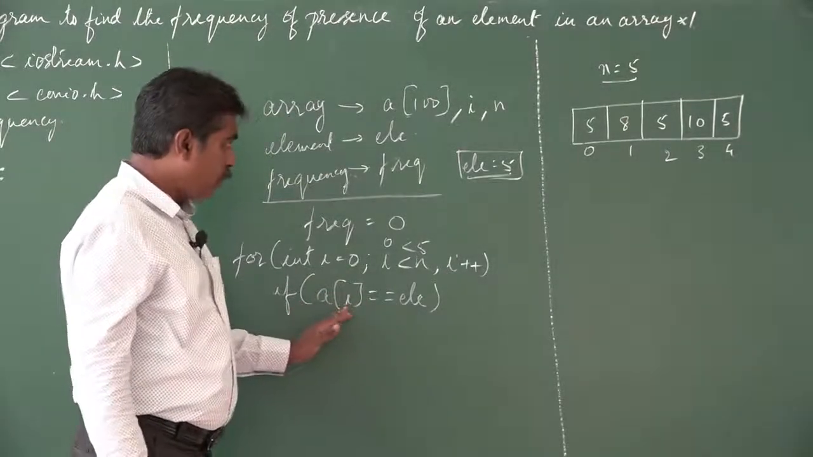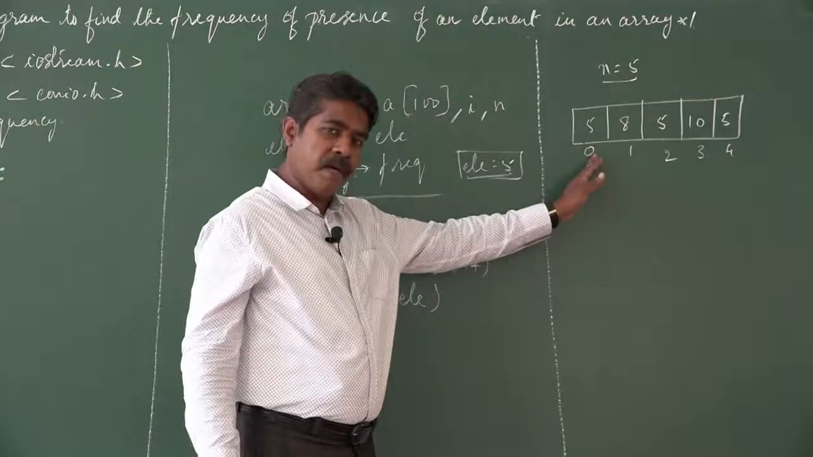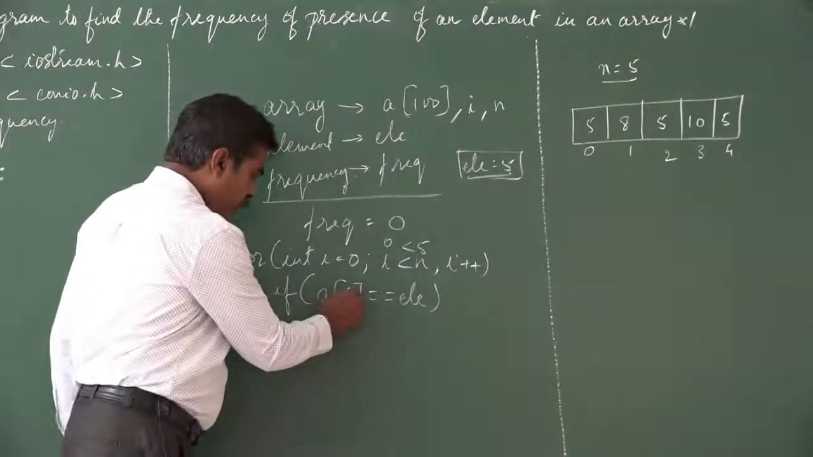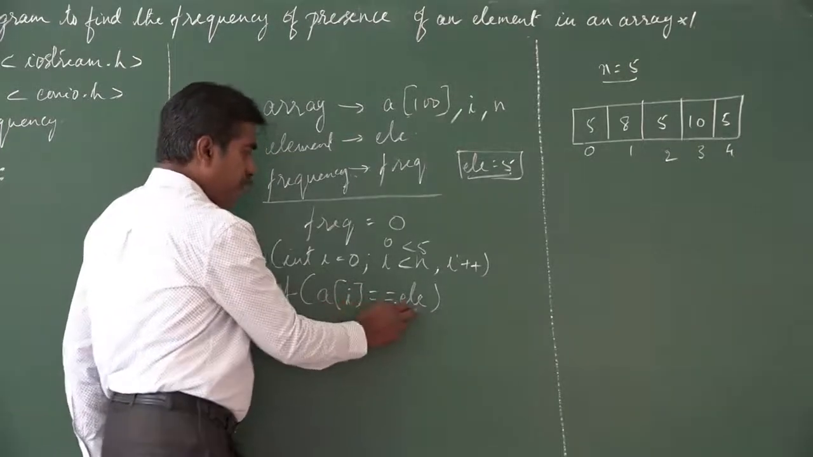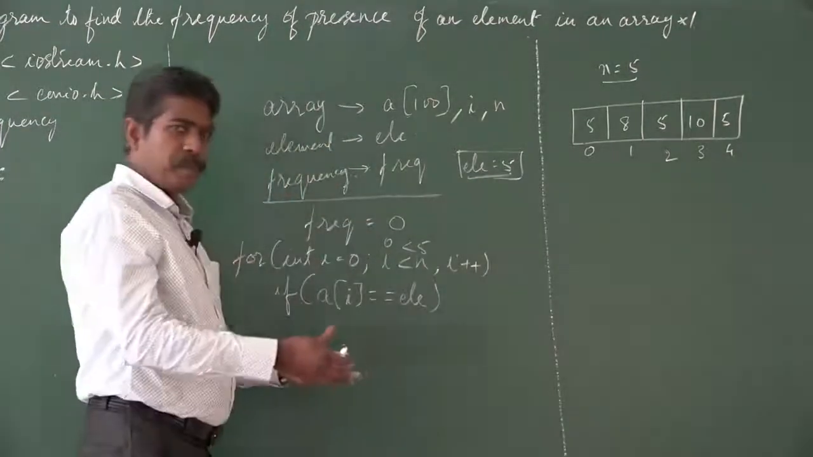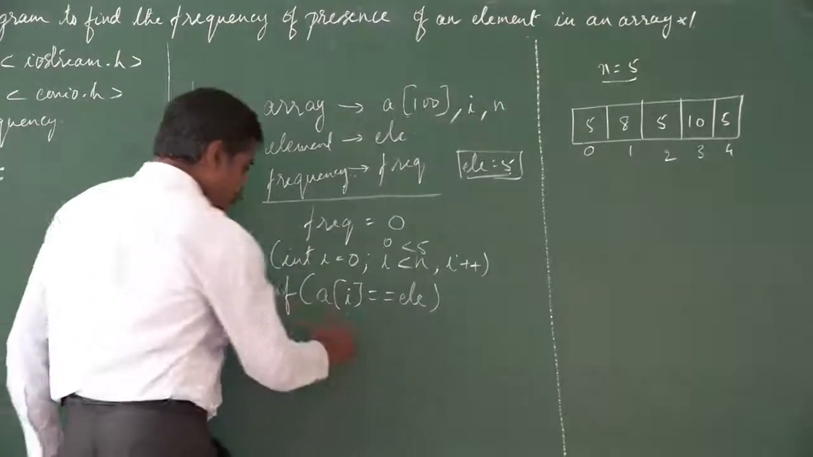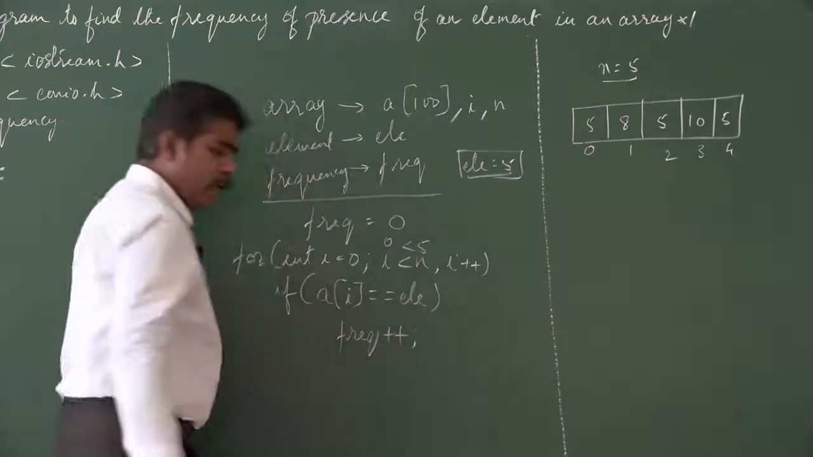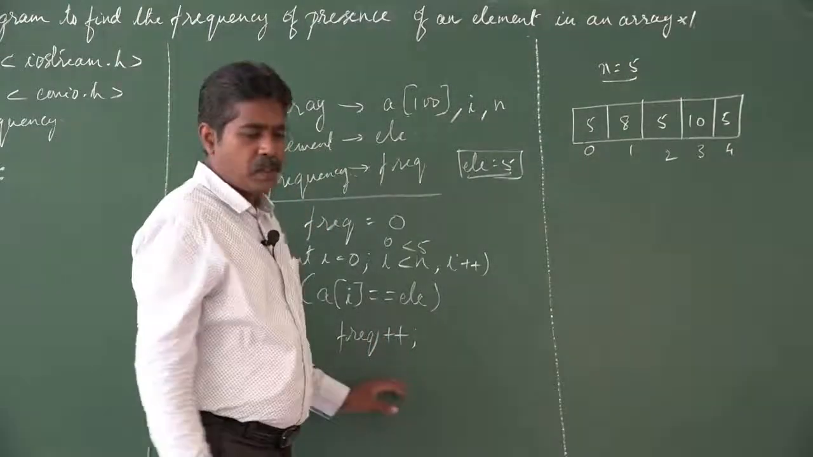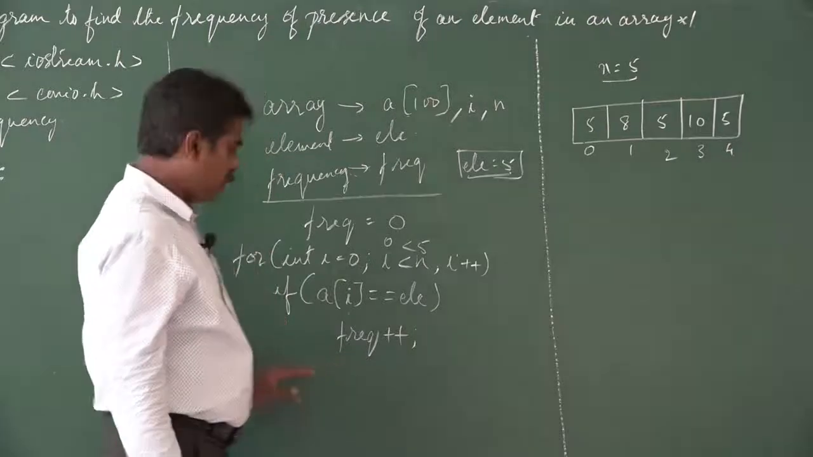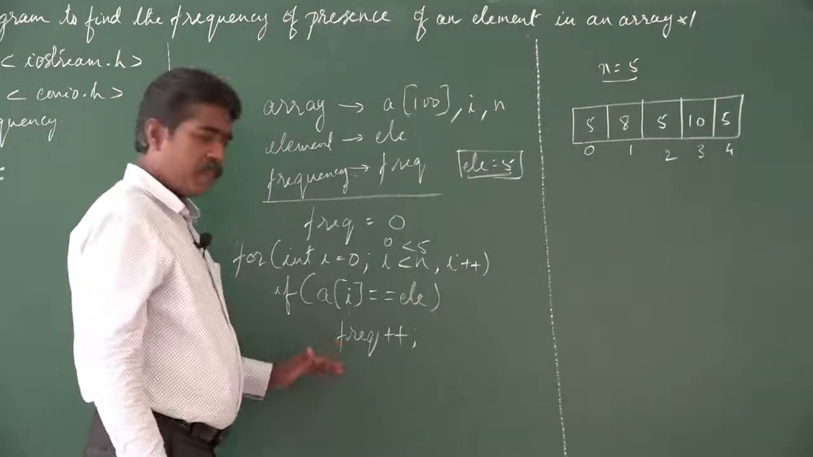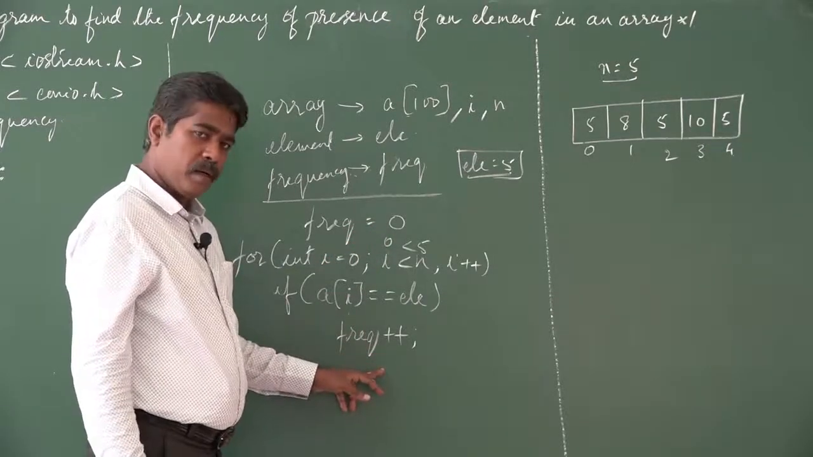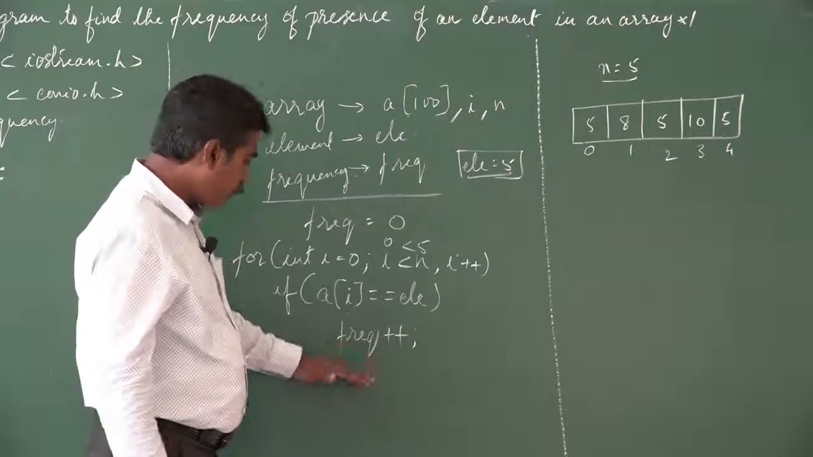A of 0, in the beginning itself I have taken 5, so that we have a count. So A of 0 is 5, equal to 5, because the searching element is 5, it is found. Then we increment the counter, FREQ plus plus. So when we take FREQ plus plus, there is a count incremented, updating 0 to 1. Then the control moves back.